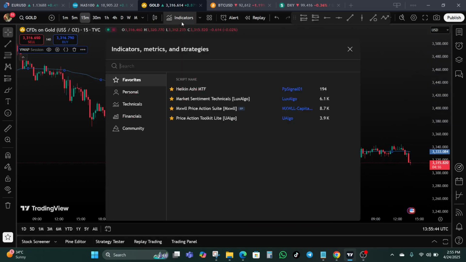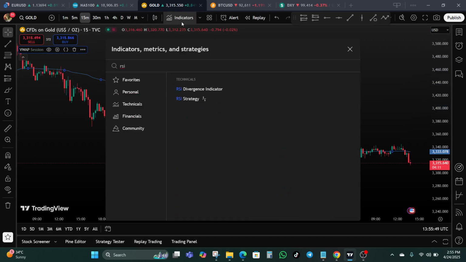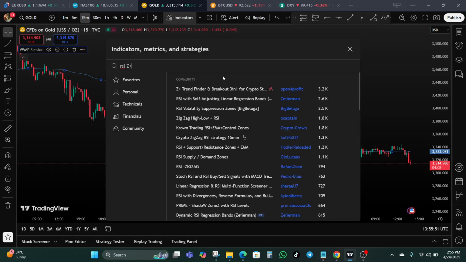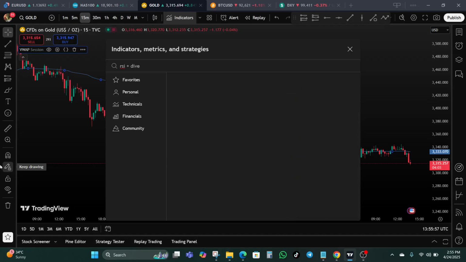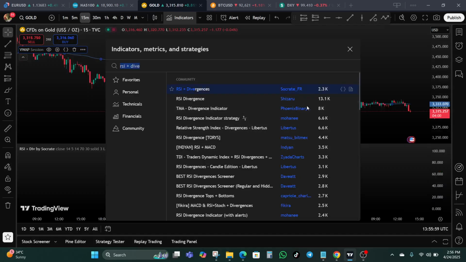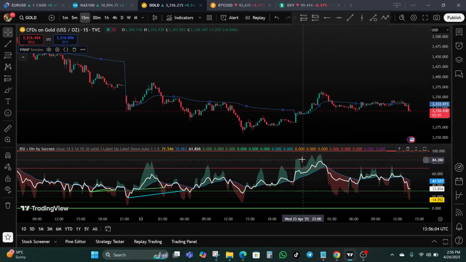Now we're going to look at the RSI plus divergence indicator. Gold often prints aggressive false moves, but divergences help you catch the real trend shifts. So this indicator actually helps you to mark hidden and regular divergences. It's perfect for catching reversals without guessing.